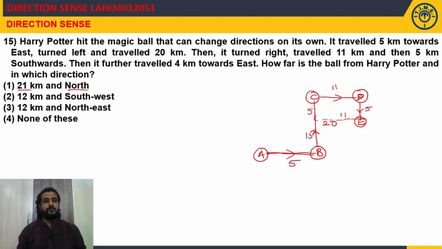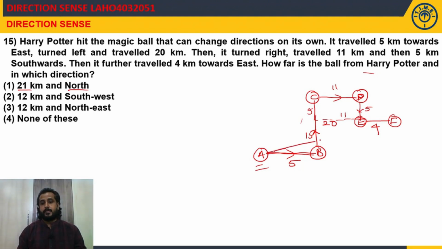Then 5 kilometers towards south. Then it traveled 4 kilometers towards east. So from point E, east, right hand side. Let's say it is point F and the distance is 4. Now what is the question asked? How far is the ball from Harry Potter and in which direction? So Harry Potter is at point A and the ball is at point F. They are asking for the distance and the direction.